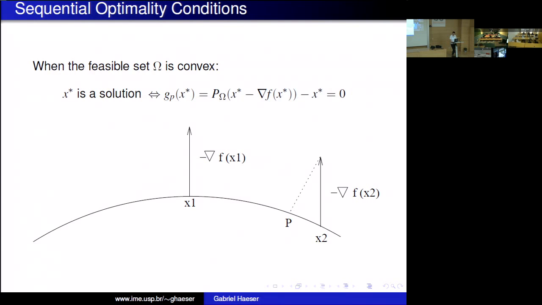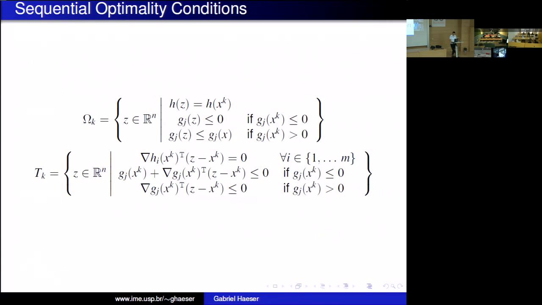So if the set is convex like this, this condition makes sense. If the set's not convex, you have to linearize these constraints in order to be able to project on it. As I mentioned, the idea to define the general condition when we have inequality constraints is by looking at this set, omega k. This is the set that we want to linearize. So at an iteration, I have a point where I improve the feasibility to some value h of xk and some value g of xk.